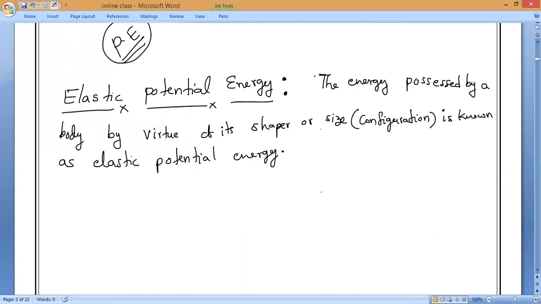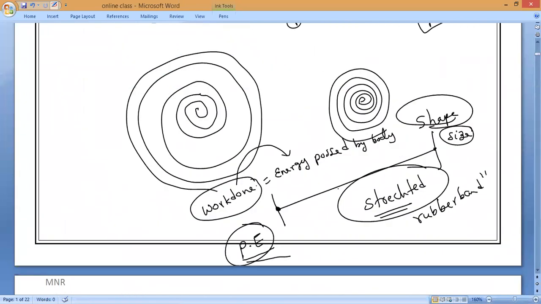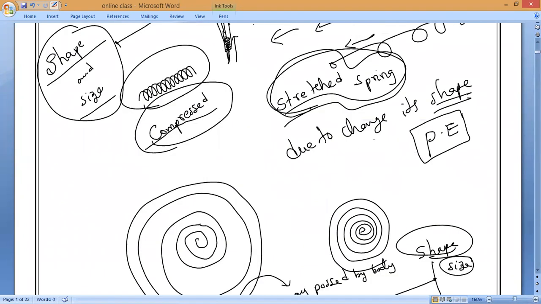What are examples of elastic potential energy? Sir, slingshot. Yes, slingshot. Of course. Next, a rubber band, a compressed spring, or a wound spring inside a wristwatch. Wounded means wound, guys. These are all examples of elastic potential energy. Can you give it, everybody? Yes or no?